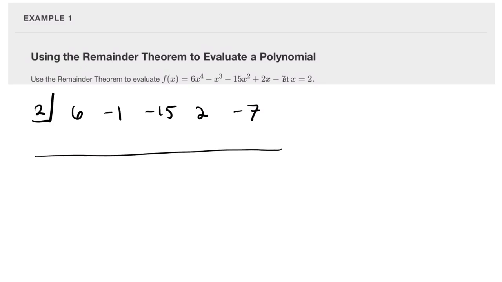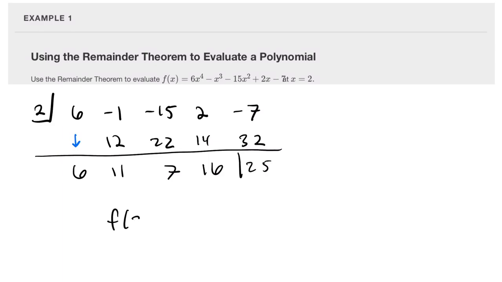Okay. So remember, the first coefficient just comes down. On the diagonal, we multiply. So that's 12, 11, 22, 7, 14, 16, 32, 25. Okay. So because our remainder is 25, what we're saying is that f of 2 equals 25.